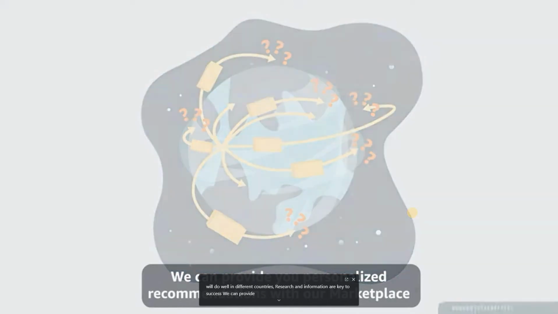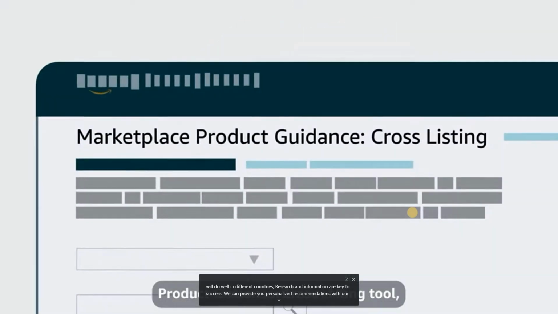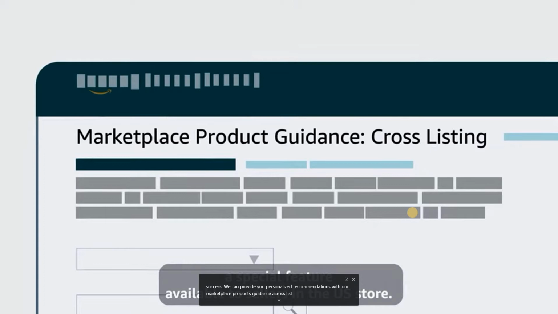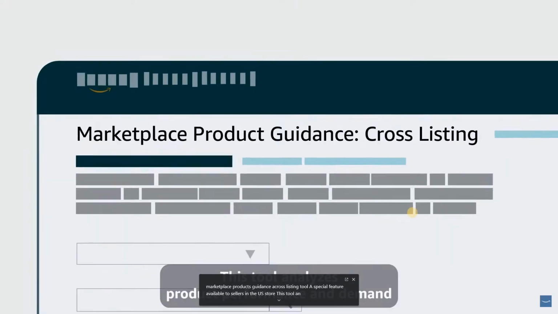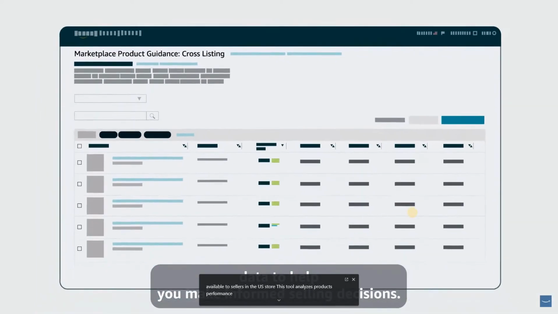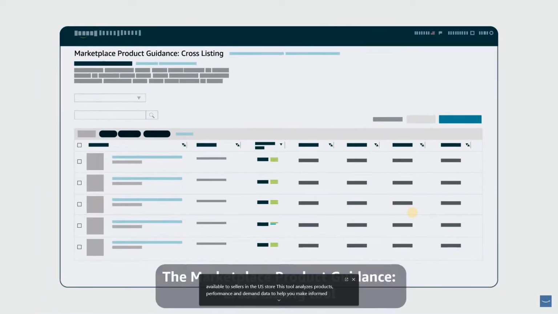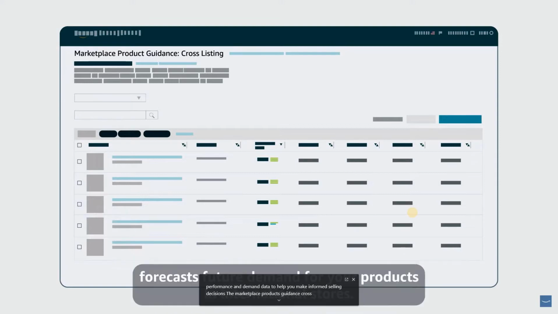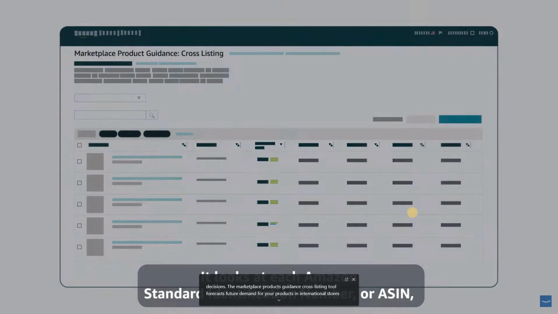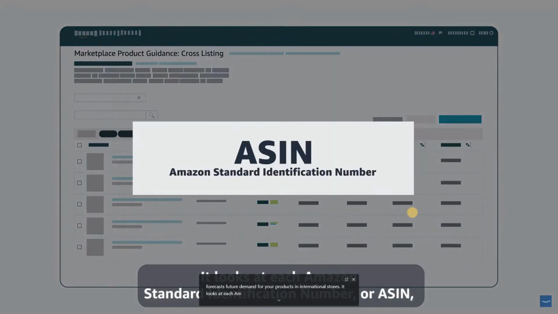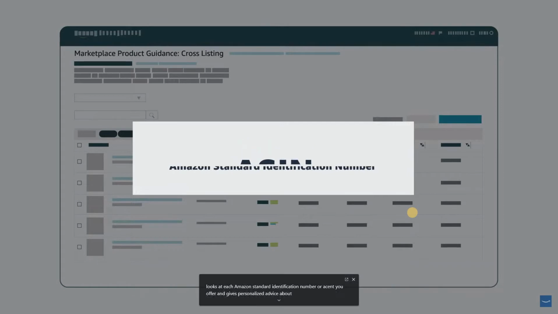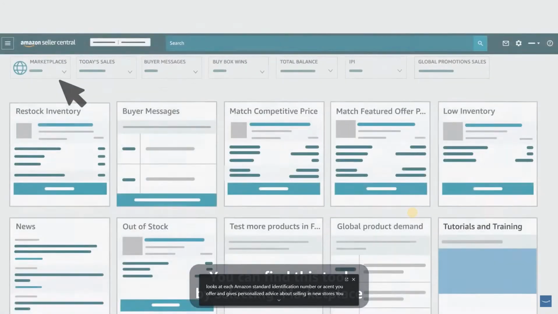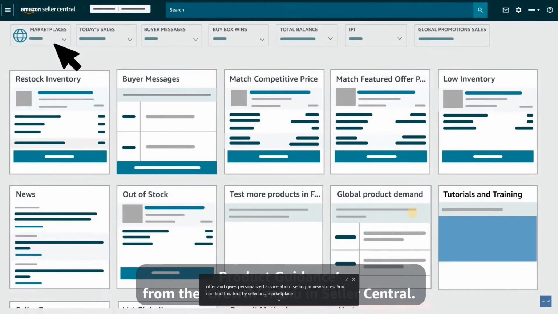We can provide you personalized recommendations with our Marketplace Products Guidance Cross-Listing Tool, a special feature available to sellers in the US store. This tool analyzes product performance and demand data to help you make informed selling decisions. The Marketplace Product Guidance Cross-Listing tool forecasts future demand for your products in international stores. It looks at each Amazon Standard Identification Number, or ASIN, you offer, and gives personalized advice about selling in new stores. You can find this tool by selecting Marketplace Product Guidance from the Growth menu in Seller Central.